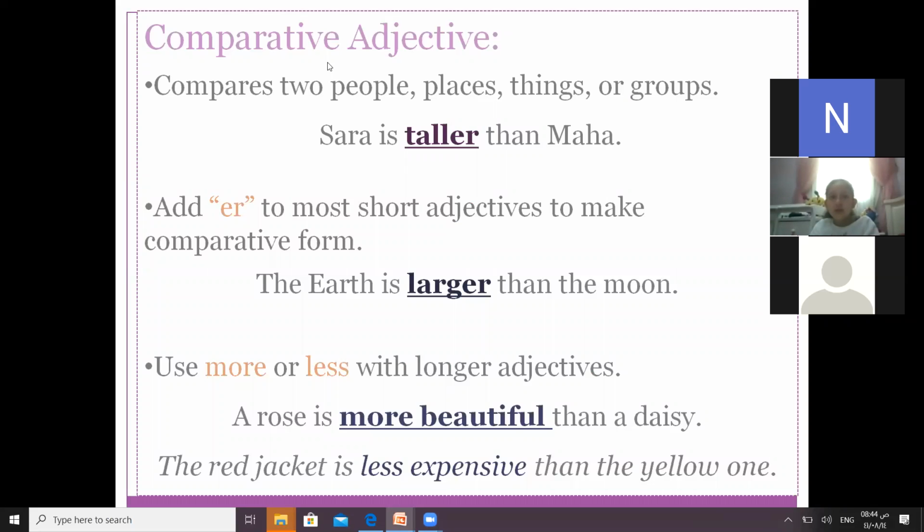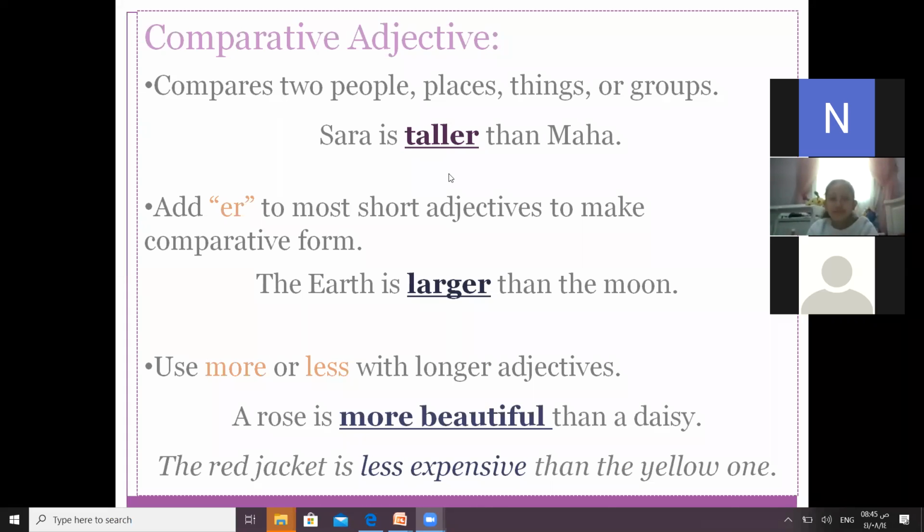So I told you, in adjectives, we are describing a noun. Don't forget that. The comparative adjective compares two people or two places or two things or two groups. So in comparative adjectives, I'm comparing between two things. Again, we are comparing between only two nouns. Okay? Let's have an example.